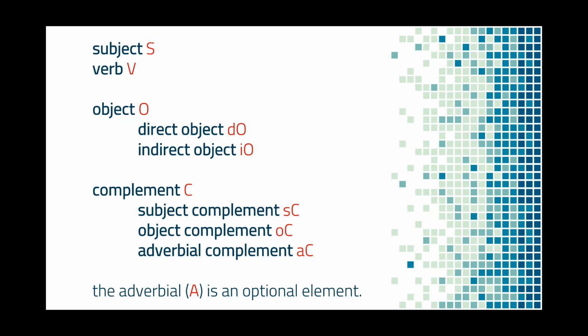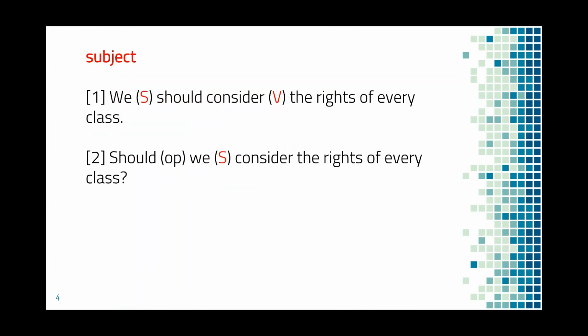Also, there is the complement, and the complement is of 3 types: subject complement, object complement, and adverbial complement. One more optional element is the adverbial. Let's go over these elements one by one. Let's start with the subject.